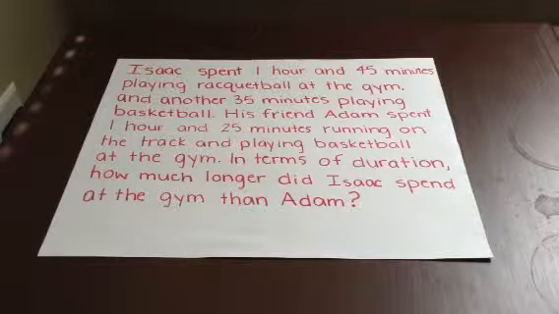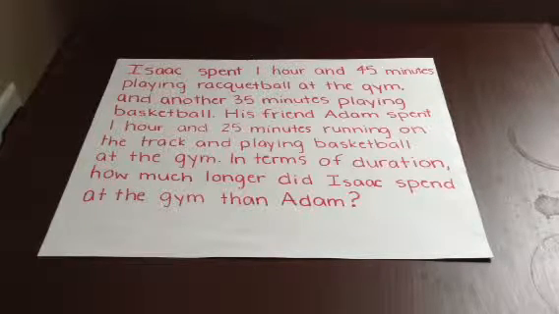Isaac spent 1 hour and 45 minutes playing racquetball at the gym and another 35 minutes playing basketball. His friend Adam spent 1 hour and 25 minutes running on the track and playing basketball at the gym. In terms of duration, how much longer did Isaac spend at the gym than Adam?